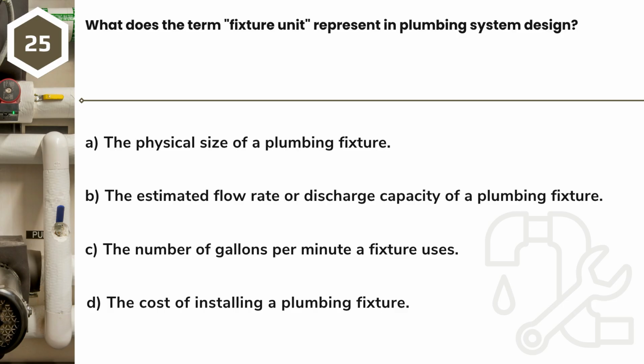Question 25. What does the term fixture unit represent in plumbing system design? A. The physical size of a plumbing fixture. B. The estimated flow rate or discharge capacity of a plumbing fixture. C. The number of gallons per minute a fixture uses. D. The cost of installing a plumbing fixture.